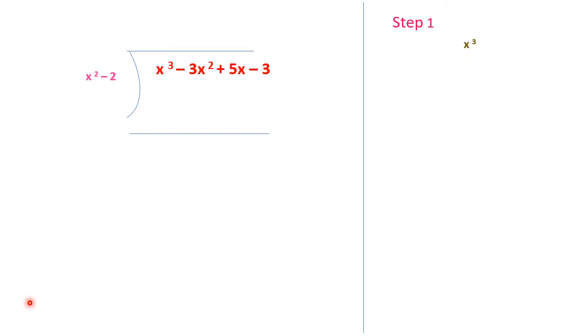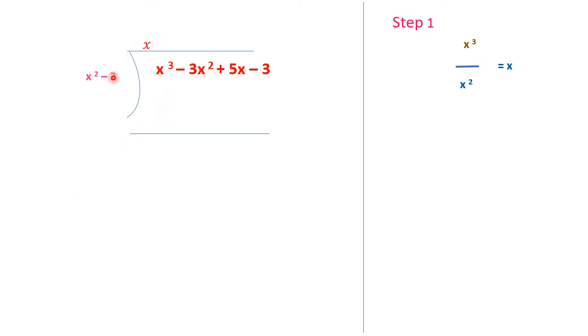Step 1. x cubed is the first term of the dividend and then in the denominator we will have the first term of the divisor. This step will be repeated every time we perform the division process. On simplifying, you can see that the powers will get subtracted, 3 minus 2 and you will get x. Now bring this x to the quotient.